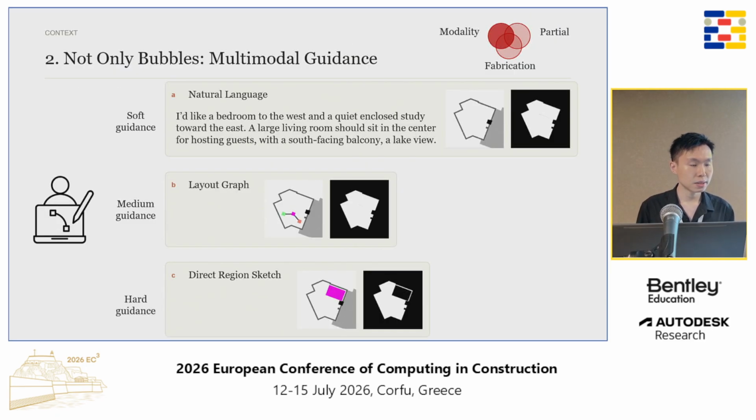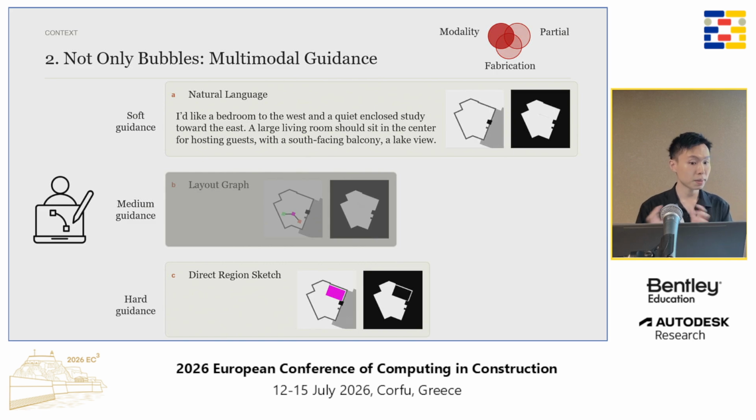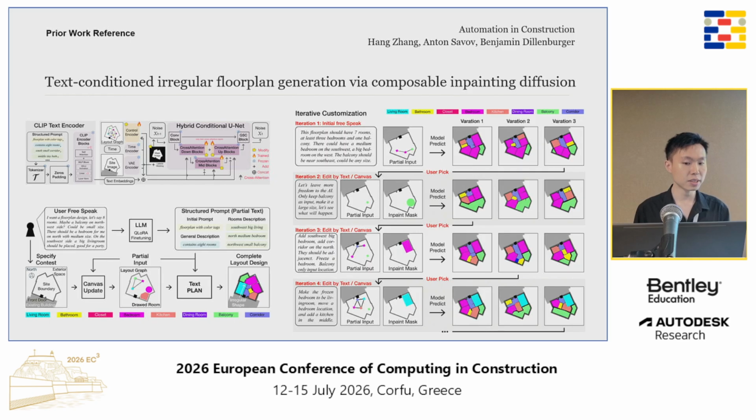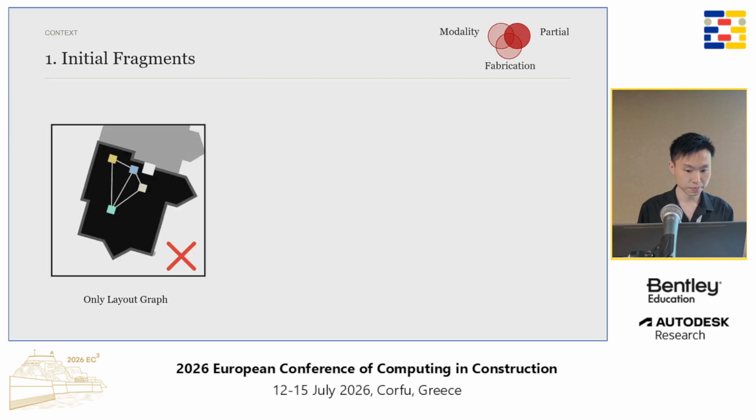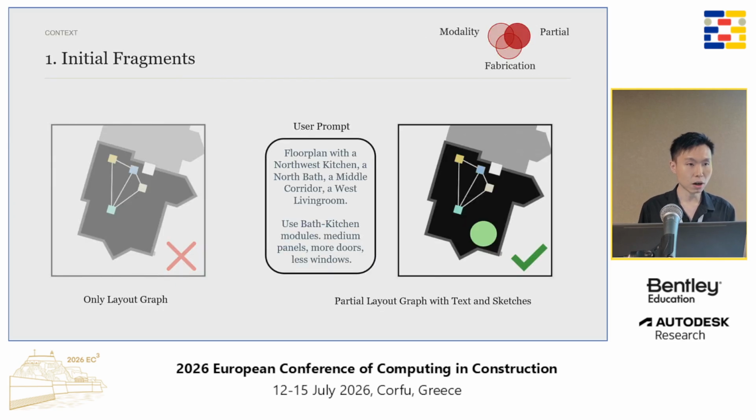The second key point is that user input is not always a layout graph. Sometimes they prefer to use natural language to describe their projects, or to sketch directly on a canvas. In such a case, the second prior work I mentioned looks at how to allow the user to input hybrid multimodal design constraints: natural language, a free-range layout graph, and a free sketch. So we not only allow the user to input the layout graph, but also a free user prompt and a direct sketch.